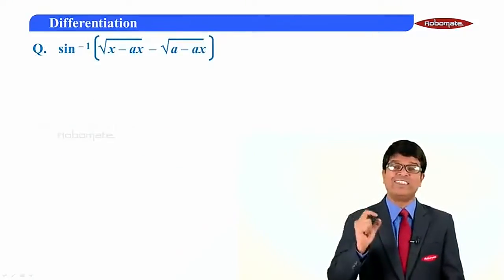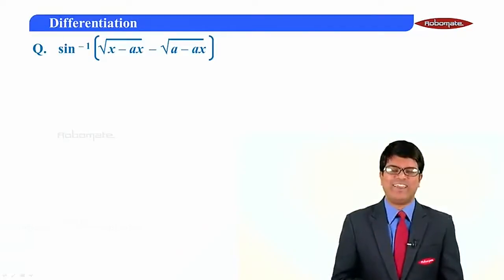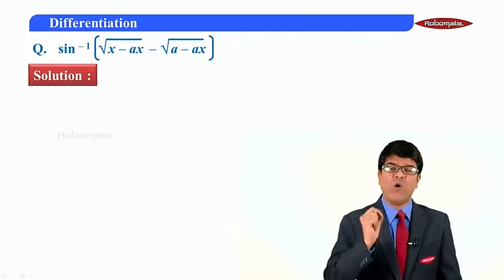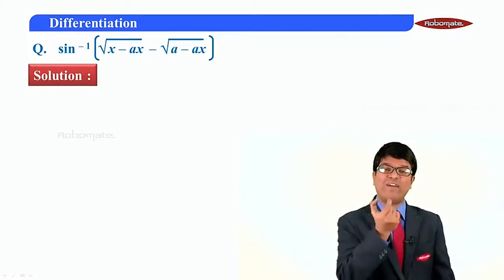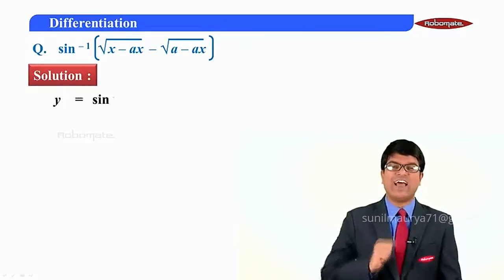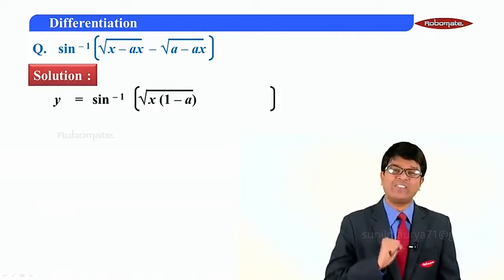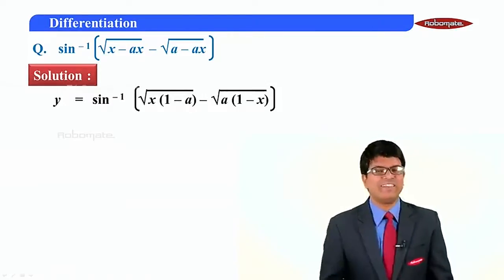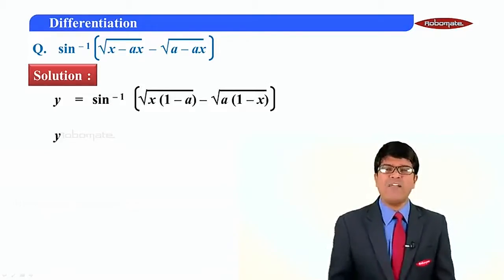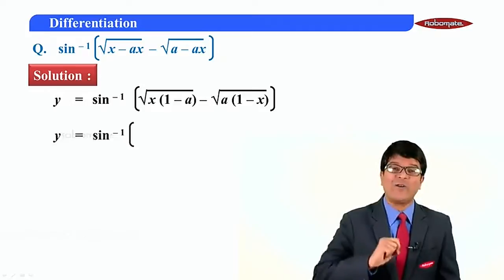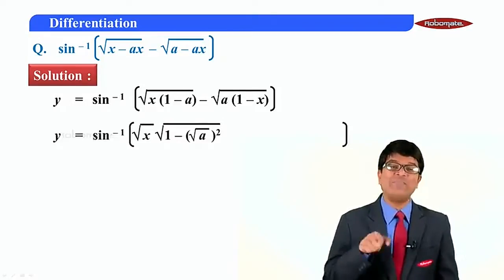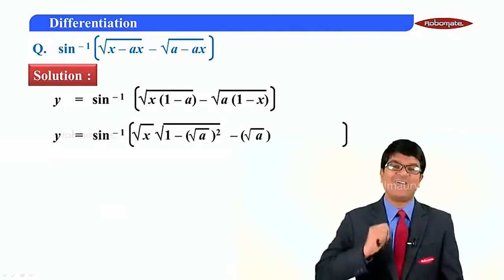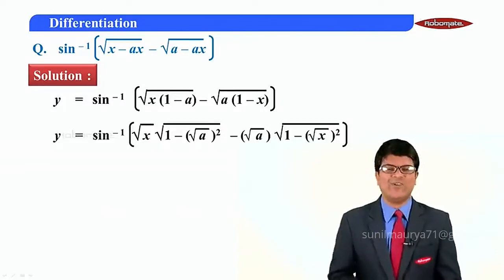The problem says sine inverse of root of x minus ax minus root of a minus ax. Let us name the function as y. Y will be sine inverse. If I take x common, I'll get sine inverse of root x common 1 minus a, minus a common 1 minus x. So the next step: y will be sine inverse of root x root of 1 minus root a the whole square, minus root a root of 1 minus root x the whole square.